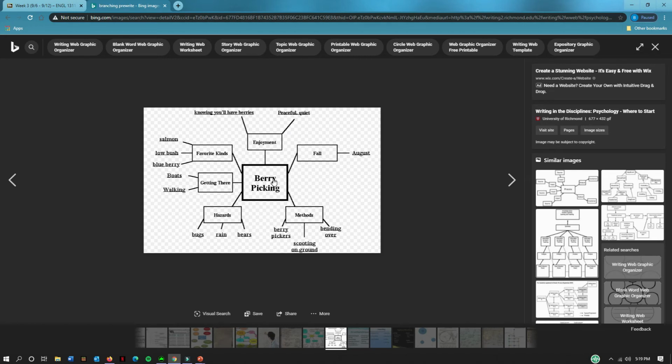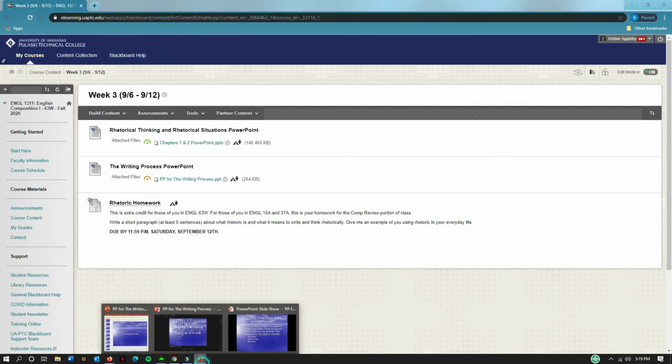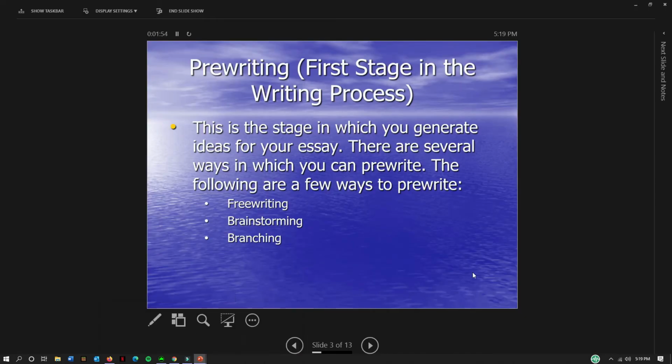A word web. Those were the words I was looking for. So free writing, brainstorming, and branching, otherwise known as a word web. You can use all three of those in your pre-writing process. And the thing about pre-writing is that you can do it any way that works best for you.